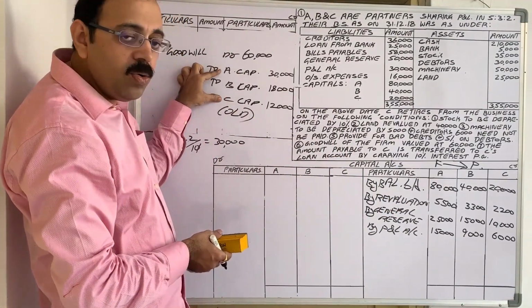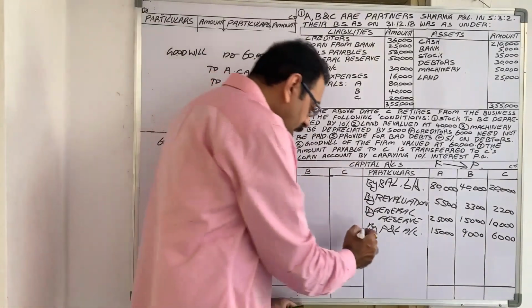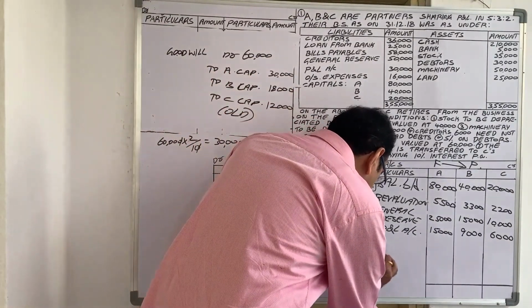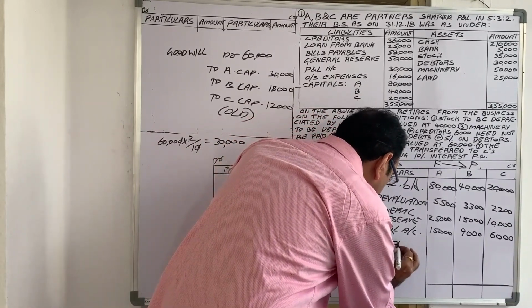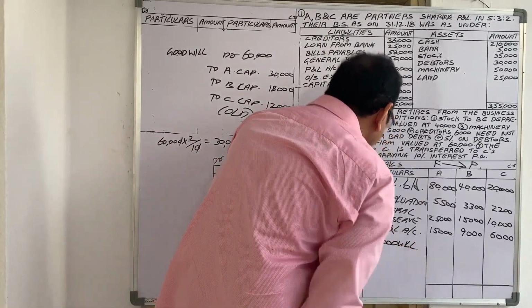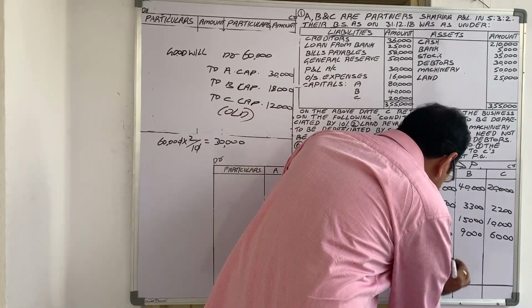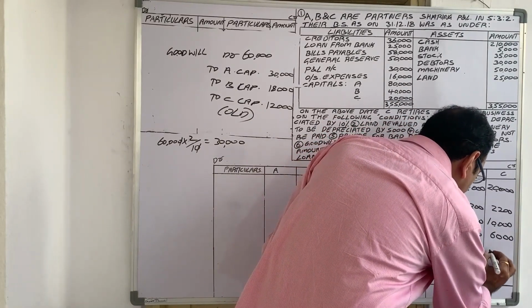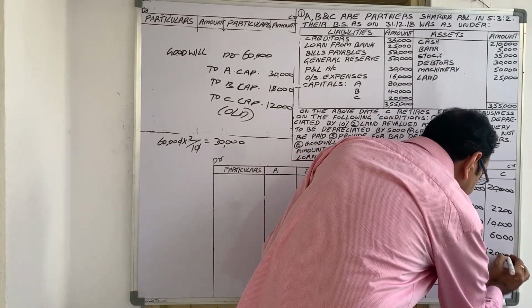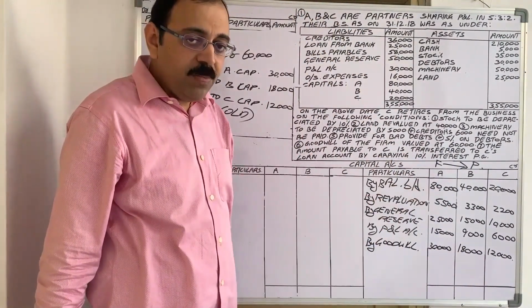Capitals are credited now, therefore we have to post on the credit side. On the credit side, by which account did we debit? Goodwill account. Write down that account name: by goodwill, 30,000, 18,000 and 12,000. All transactions we have posted.